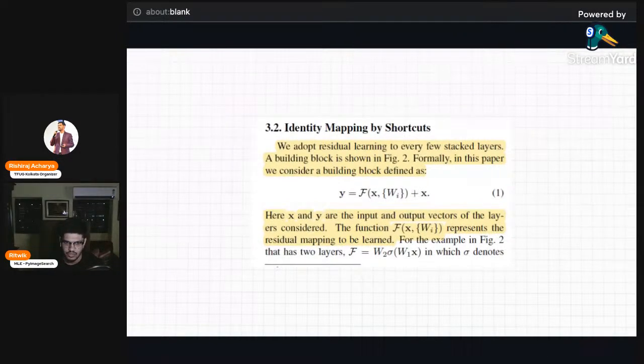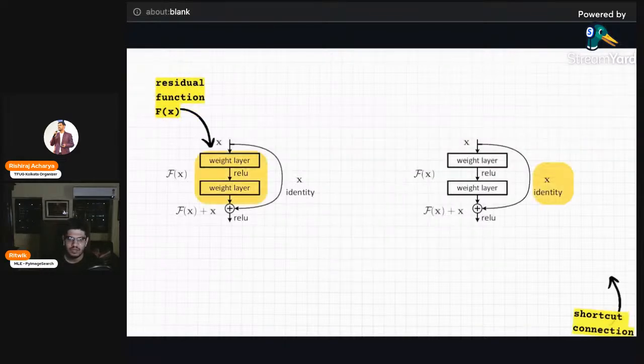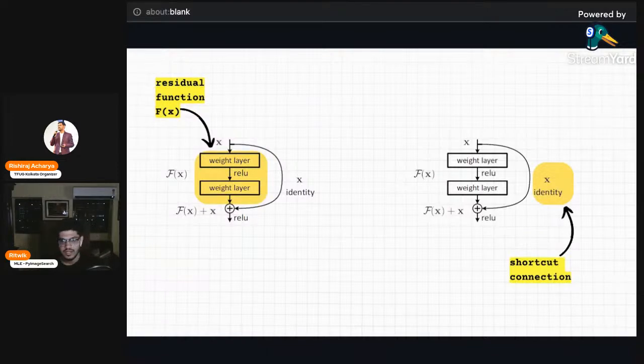The next part of the solution, so the first part of the solution was deep residual learning. The next part of the solution is identity mapping by shortcuts, and the authors present a residual learning building block which consists of two parts. So the residual function is the first part, which is f of x, w_i, which is a stack of layers that learns the residual between the input x and the desired output. This we already know.